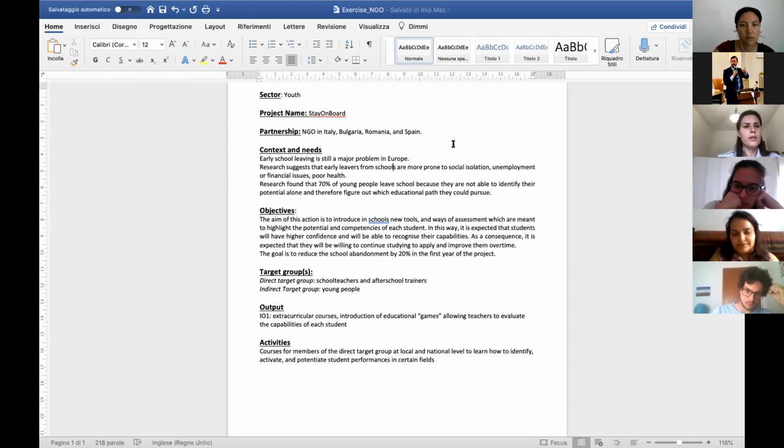Regarding the idea, it's an important aim to reduce school leaving by 20% in the first year of the project. So 20% is already a huge thing if we're talking about European level, but even on national and local. Then in the first year, you still have to produce a lot of the things that you want to do with the project. So it's a very ambitious target, maybe not really feasible, and that will give you fewer points in the eyes of an evaluator.